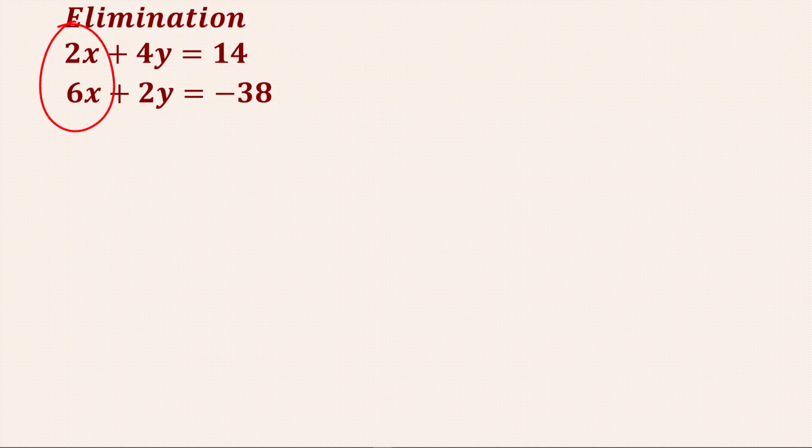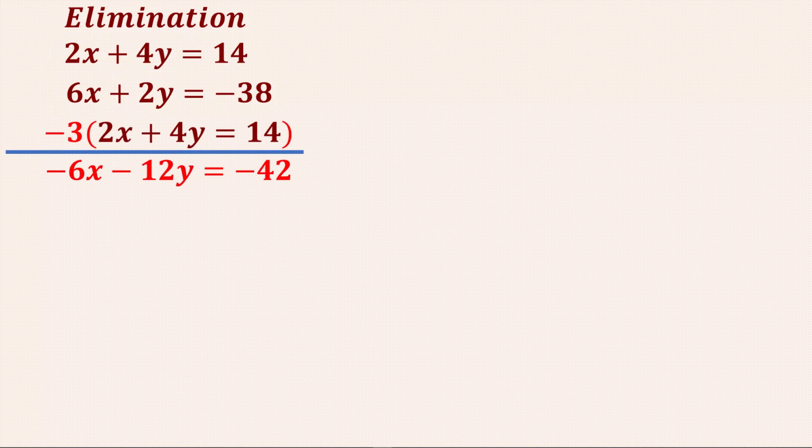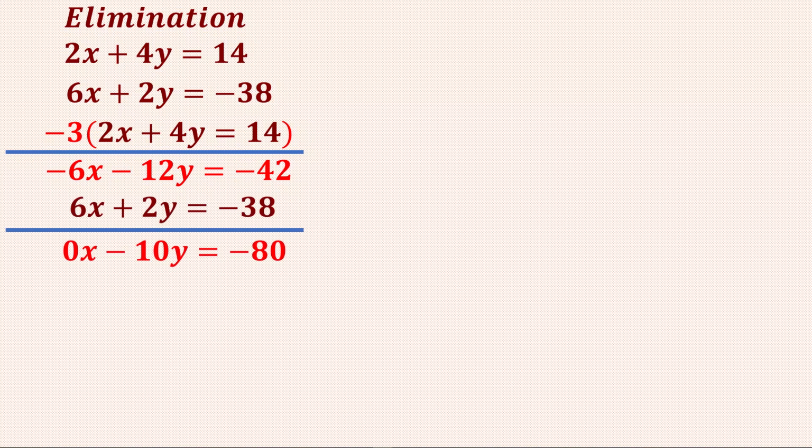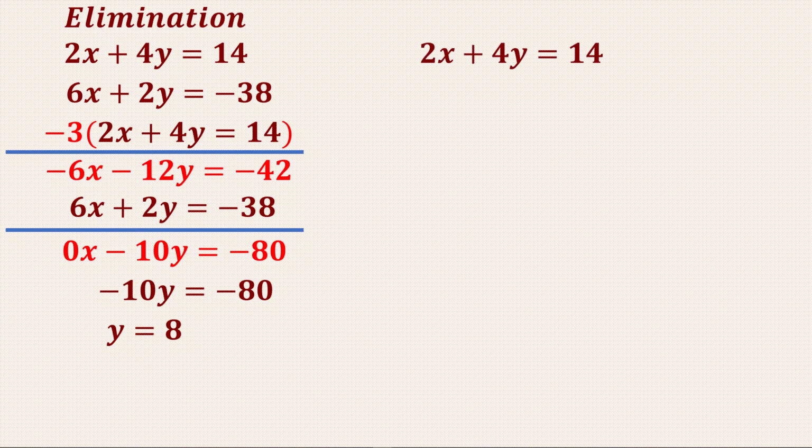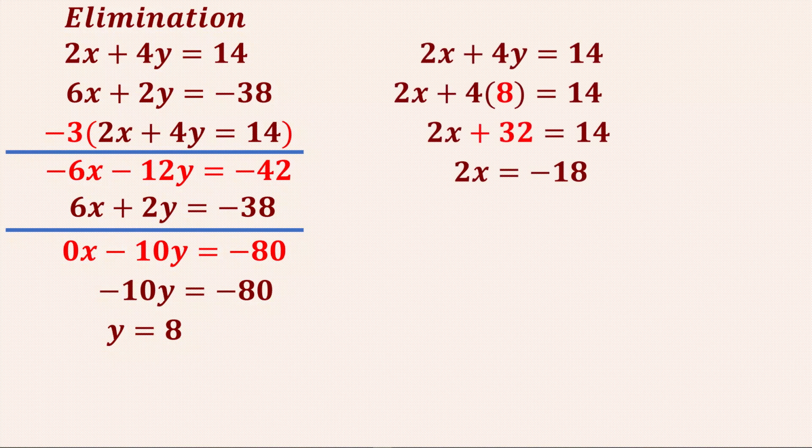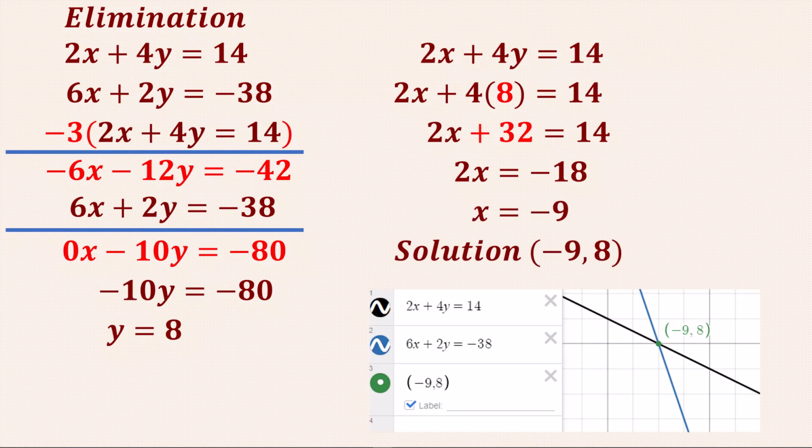Look carefully at the x terms. Do they relate? If you thought we can multiply the 2 in the first equation by negative 3 to make negative 6, that creates the opposite of 6 of the second equation x term, and then they will drop out. This is the correct approach. Working through the process yields an equation where the x terms are eliminated and the solution for y is 8. Substituting 8 in for y in the original equation gives us the value negative 9 for x, the solution being the point negative 9, 8, shown to be correct in the graph.